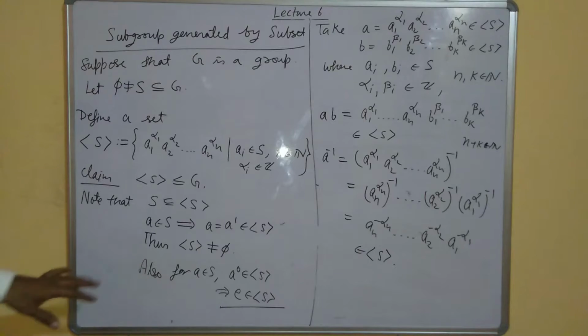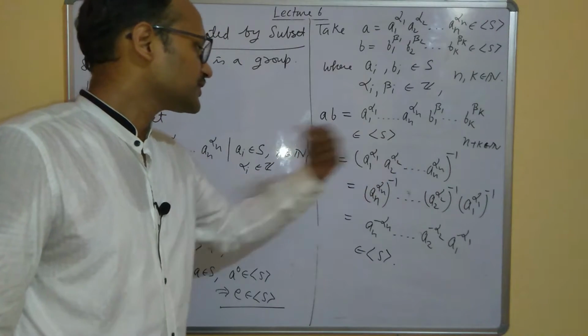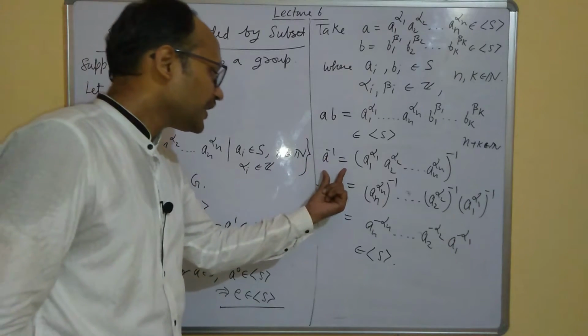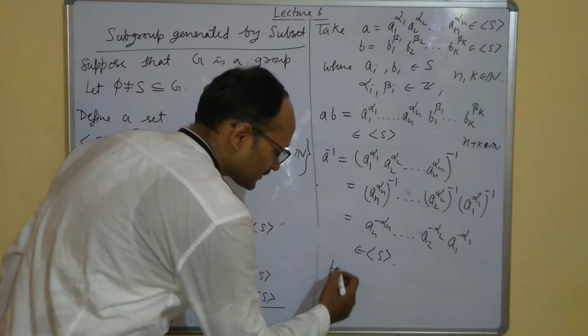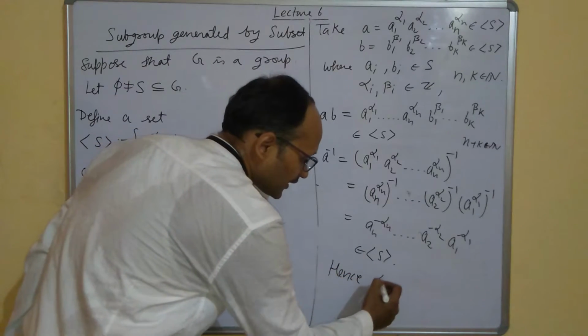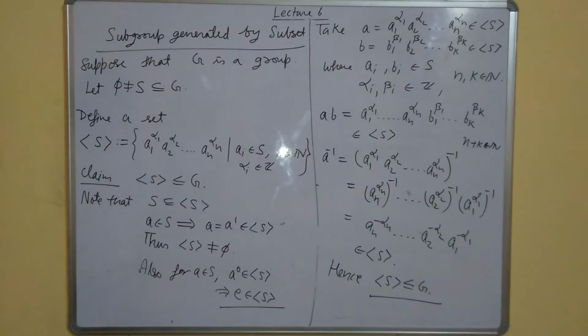So what we have shown is that this set is non-empty. The product of two elements belongs to this set, and the inverse of an element also belongs to this set. So hence we have shown that this is a subgroup of the group G. This is a subgroup of the group G.